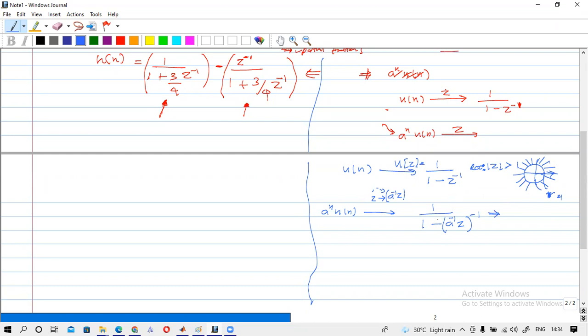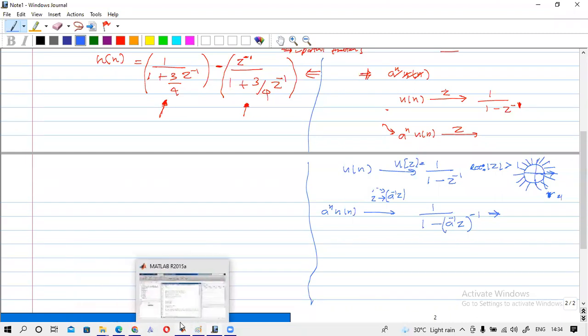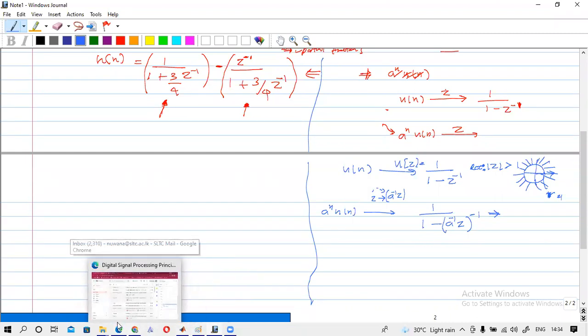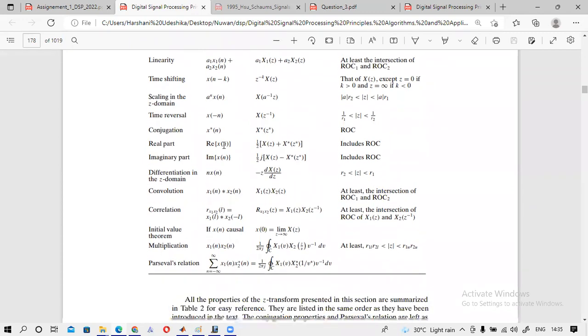Actually, I'm not expecting you to remember these properties. I will give you the property list. It is an open book test now, so you can use the property table. You should have the property table, and you should be able to apply a property whenever it is needed. That is the requirement. No need to remember all these things.